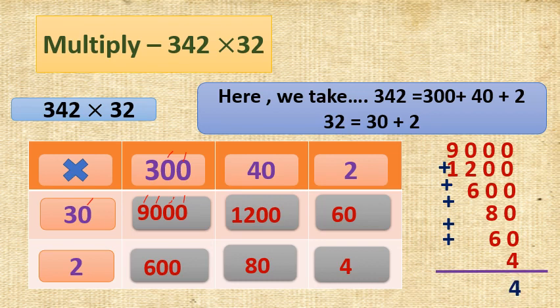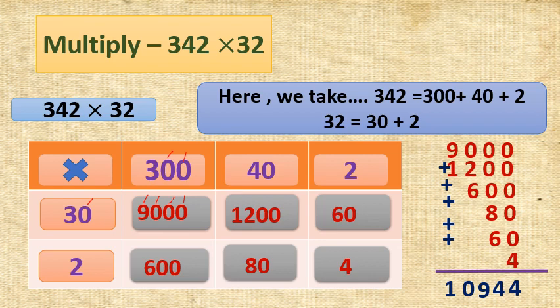Okay. Now in the unit place only 4 is there. So it is 4. In the tens place 8 plus 6, 14. So I will write 4 down and 1 carried over. That we have to remember. 1 plus 2 is 3 plus 6, that is 9. Here 9 plus 1 is 10. Correct? So our product is 10,944. Correct?